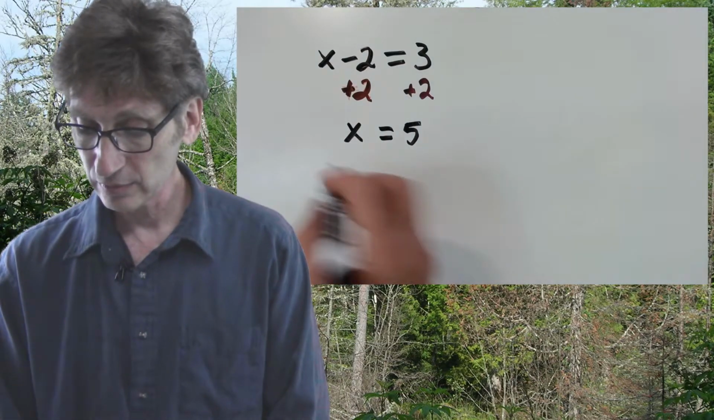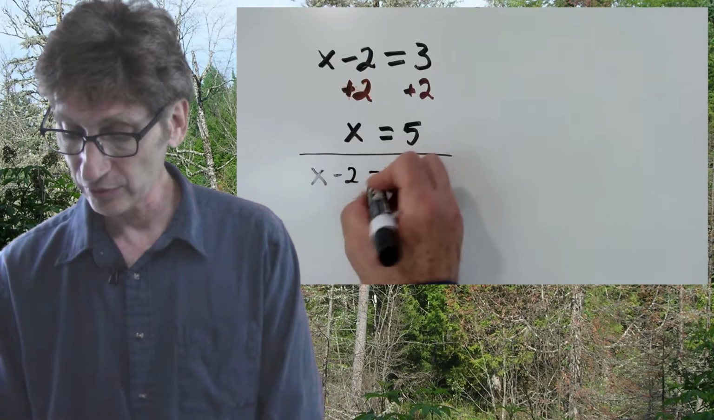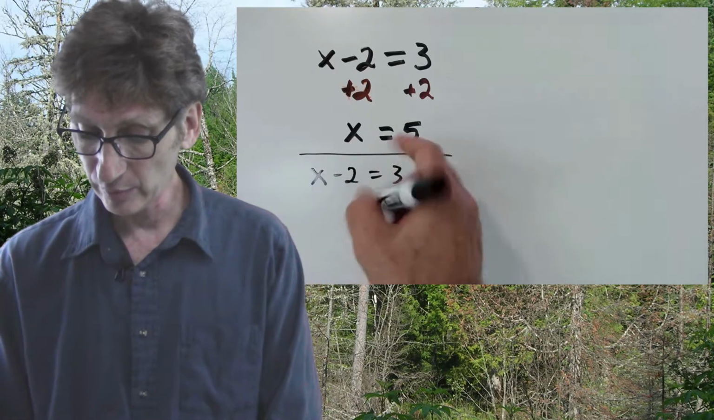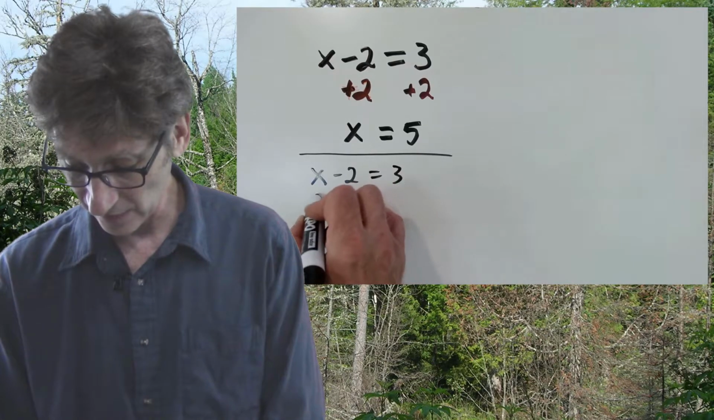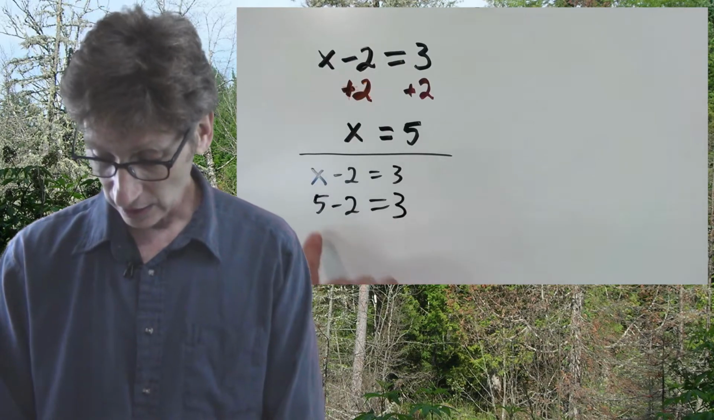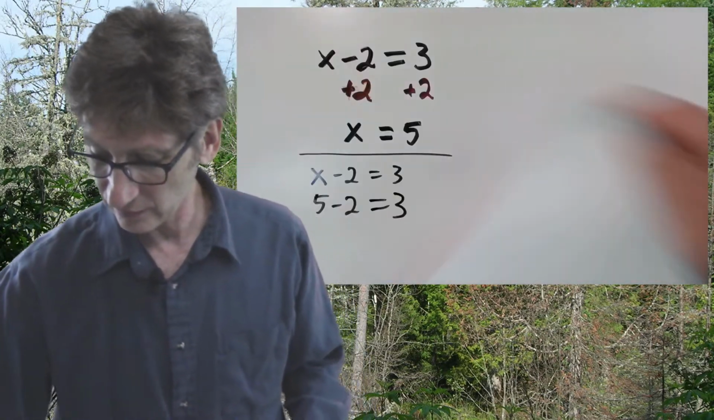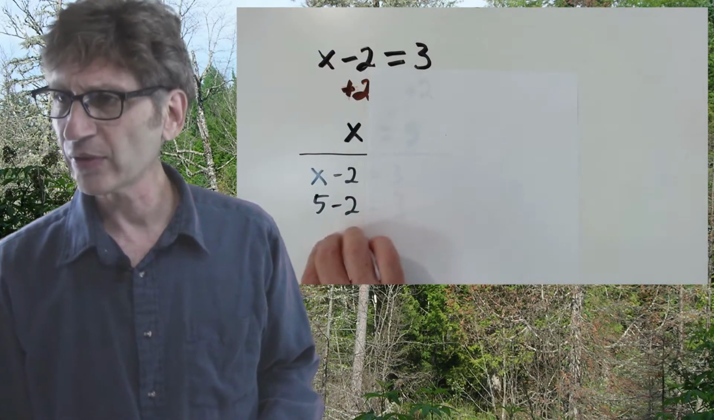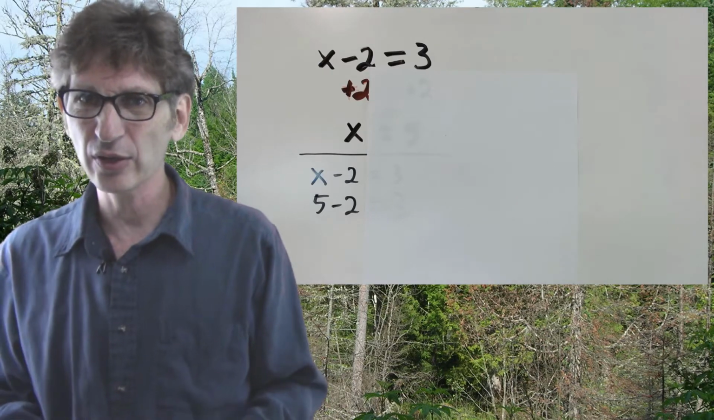Checking the solution, very similar. X minus 2 equals 3. I replace the variable with its claimed value. We claim that it's 5, and now we will prove that it is in fact 5. 5 minus 2. Don't be so concerned with what's on this side of the equation. Just think about the left side. We do each side separately, independently, and then compare the results.